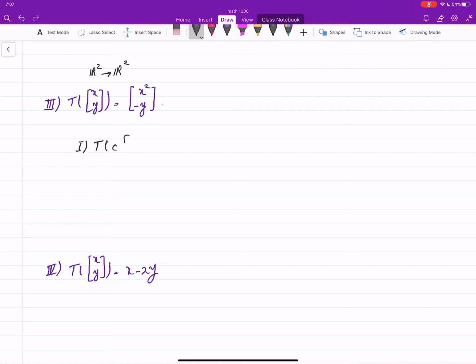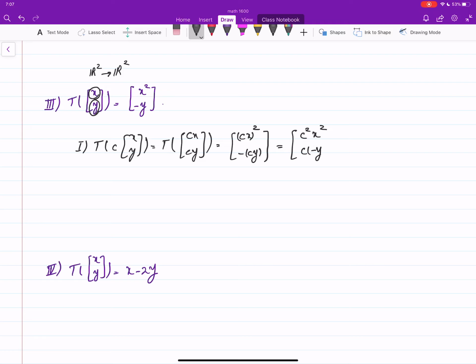T of c(x, y) is T of (cx, cy). And then what this formula says is to pick the first component and square it. So here we get (cx) squared. And the second component you multiply it by y. And as you can see, this is c squared x squared and then c times minus y.